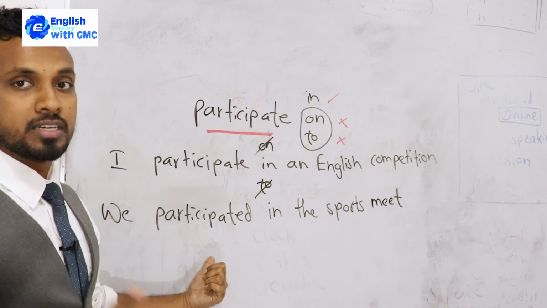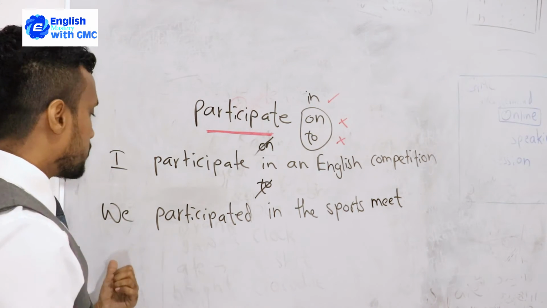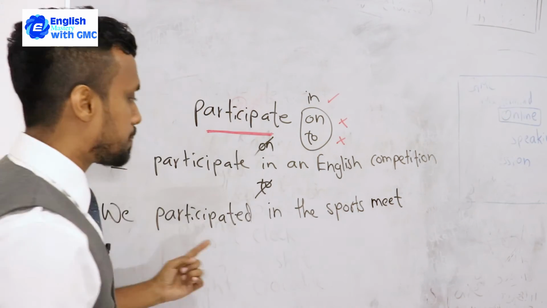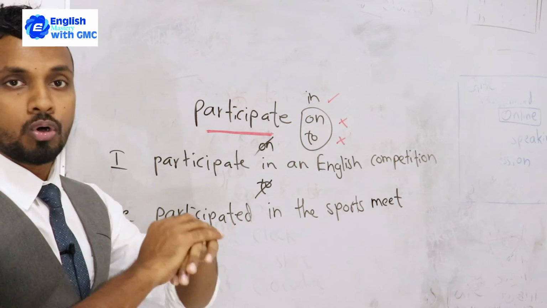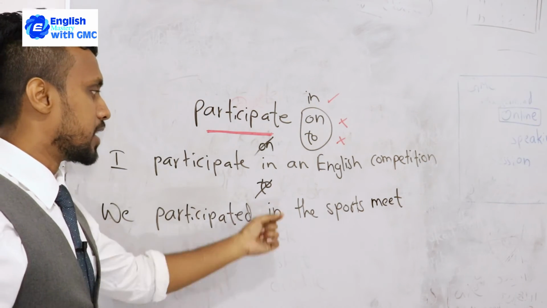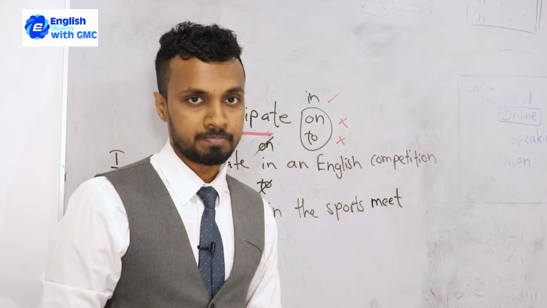We participated, past tense. We participated in the sports meet, not we participated on the sports meet or for the sports meet. It must be we participated in the sports meet.